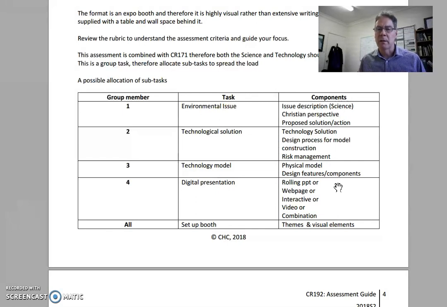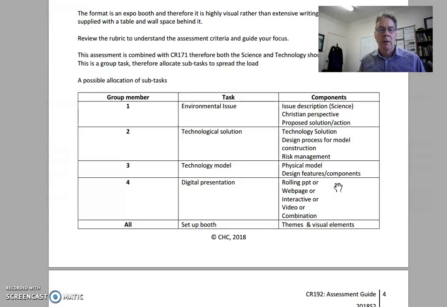The second person might explore what technological solutions can be involved to either decrease the impact or solve the problem and become part of the solution. The third person is going to actually make the model, document it as they make it, go through that design process and record it, and do drawings, etc.